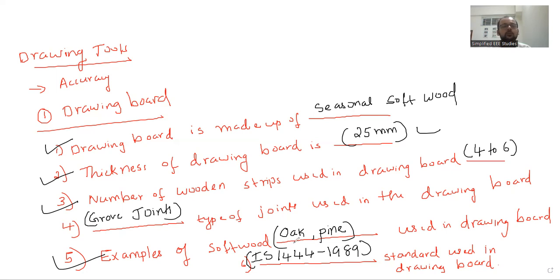If it is a standard board, whenever you purchase this board in a carpentry shop or any other place, you have to ensure that they followed IS 1989, based on the Bureau of Indian Standards, BIS. You can call it BIS 1989. So let us continue the remaining points in the next slide.